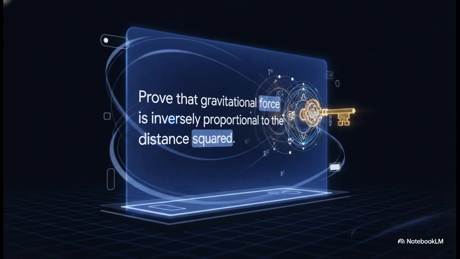His ultimate goal? To mathematically prove that the gravitational force between the sun and a planet is inversely proportional to the square of the distance separating them. That's what F is proportional to 1 over r squared actually means. And his master key to solving this whole thing was Kepler's third law of planetary motion, which states that the period of revolution squared divided by the orbital radius cubed equals a constant, represented by the letter k.